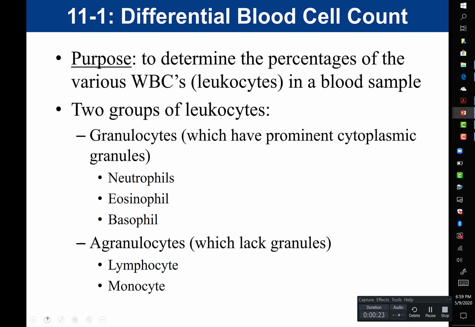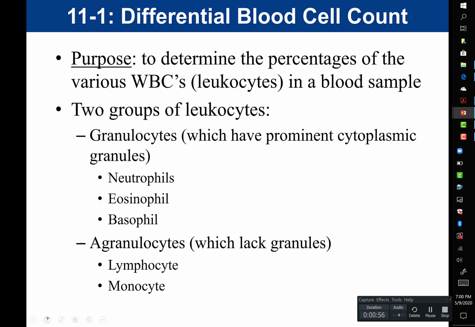So for our differential blood cell count, the purpose is to determine the percentage of various white blood cells, what are called leukocytes, in a blood sample. And so this basically is a way to give physicians an idea of what is going on in the body. Meaning, is there a sign of infection? Is there an allergic response happening? What is going on?